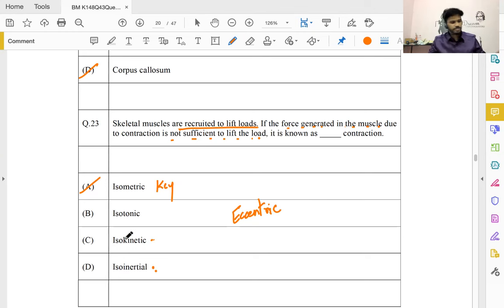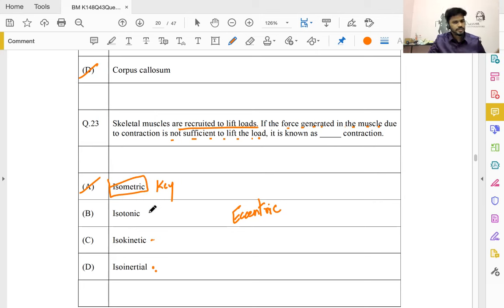Because they are very, very specific about the scenario. We have something, we are trying to lift it, we are not able to lift it. Let's say the load is on the ground, we are trying to raise it, but not able to raise it. Obviously, we are providing lesser force. And the load is not moving, our hand is not moving. Isometric makes best sense.